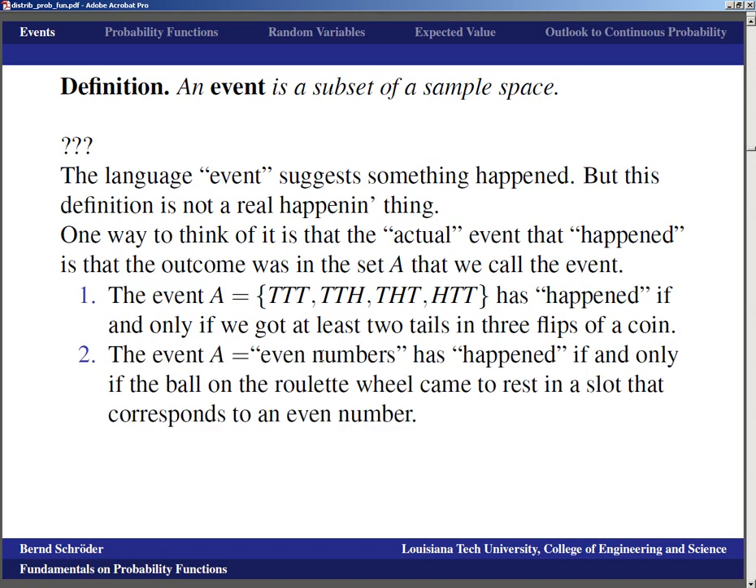The event A equals even numbers has happened if and only if the ball on the roulette wheel, which picks from the numbers 1 through 36 plus 0 and double 0, goes into a slot on a wheel.